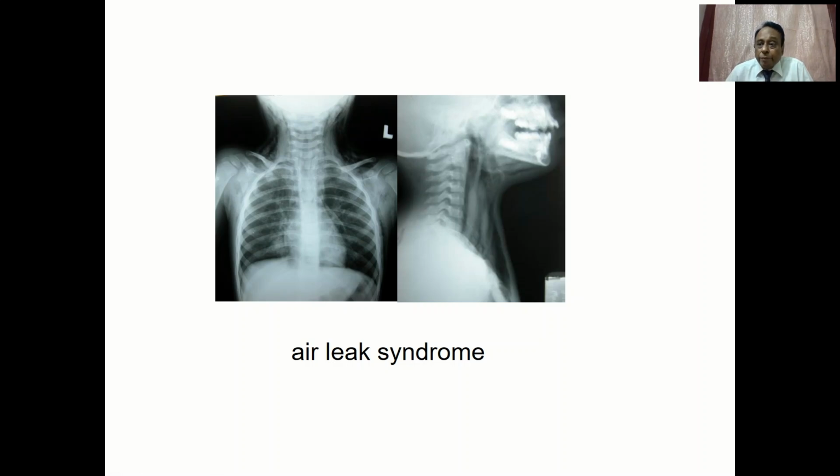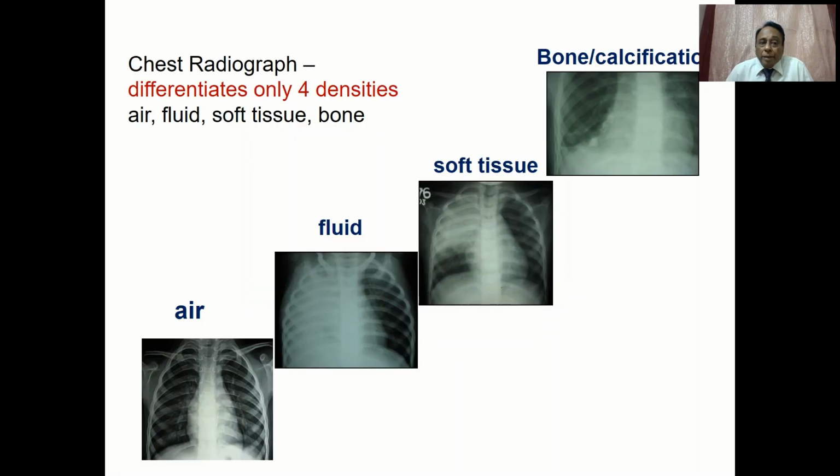Such things you should be in a position to diagnose. The limitation of the X-ray is that it differentiates only four densities, namely air density, fluid density, soft tissue, and calcification. Wherever they come close, the interface will be seen very distinctly. Otherwise, for example, 2 or 3 soft tissues in the mediastinum are all soft tissues, so you cannot differentiate them on the neck shadows or the upper mediastinum. There you have to go for a CT, contrast CT, or MRI.